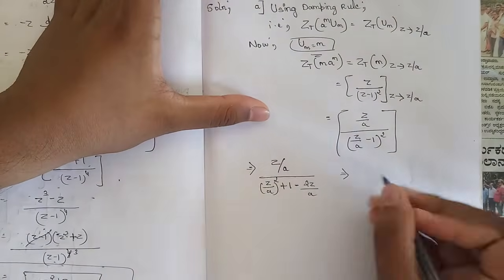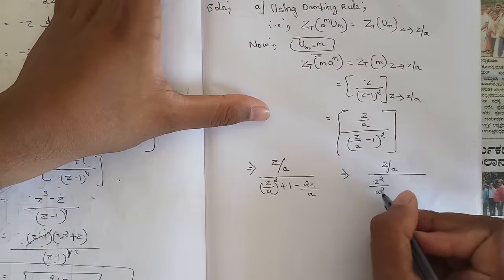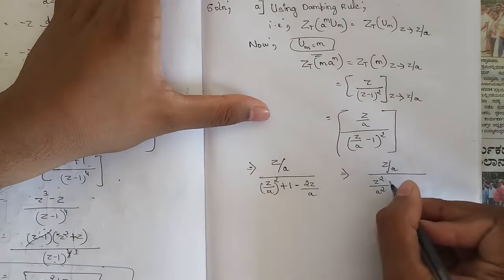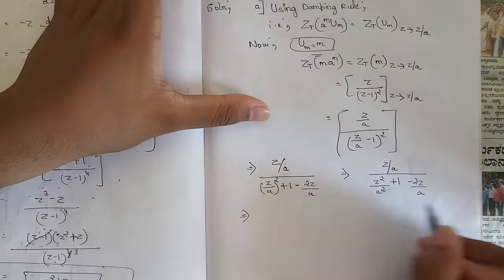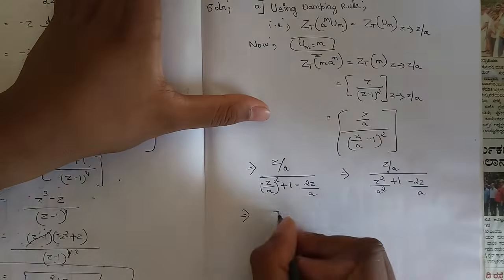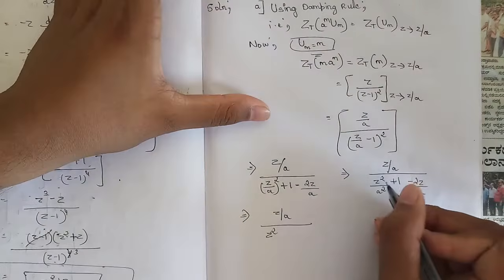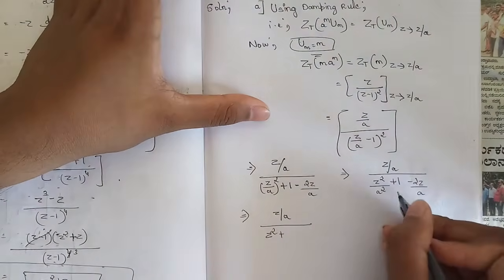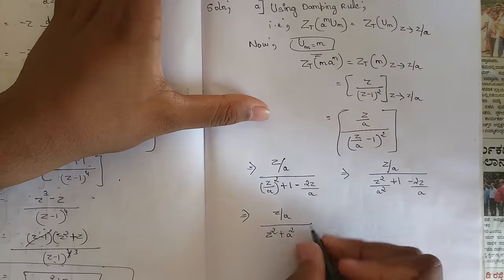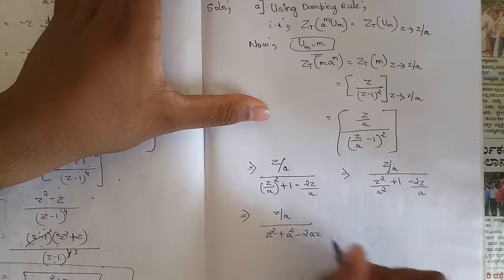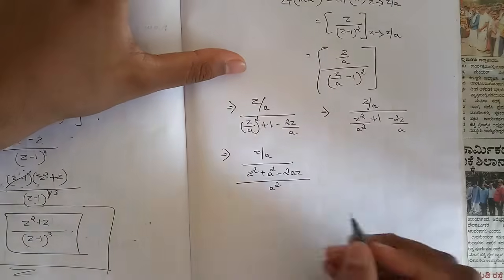Now by further solving this we can get it as z square by a square, I am just taking the power outside, plus 1 minus 2z by a. Now here we can take the LCM as a square. So what happens when we take a square as the LCM? Z square as it is plus, since the LCM is a square, we need to multiply 1 by a square, that is it becomes a square minus 2 into a into z, divided by a square. We just took the LCM.